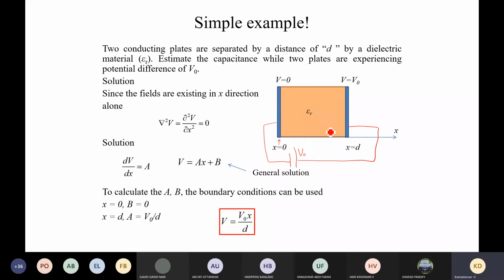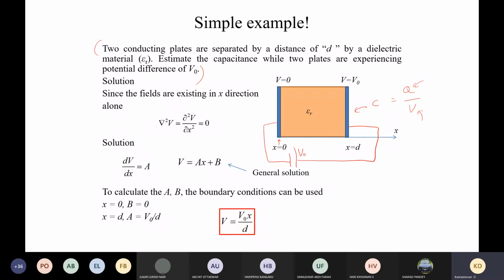Now we have to calculate the capacitance. Capacitance needs Q by V. So for that we need this Q, and we should also know the potential everywhere else. Then only can we easily calculate the capacitance. So how to do that? This is a dielectric material. There is no information about the charge density. The intentional charge density is not given.